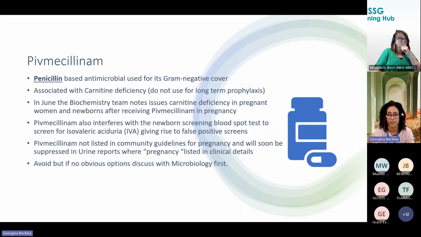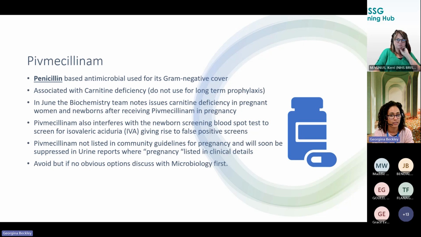It also interferes with the newborn screening spot test for screening isovaleric aciduria, which I'm sure you all remember affects leucine metabolism, which essentially meant that the newborns had to have a second line test. So it can cause false positive tests. So for this reason, again, the pivmecillinam prescribing in the local area was reviewed.